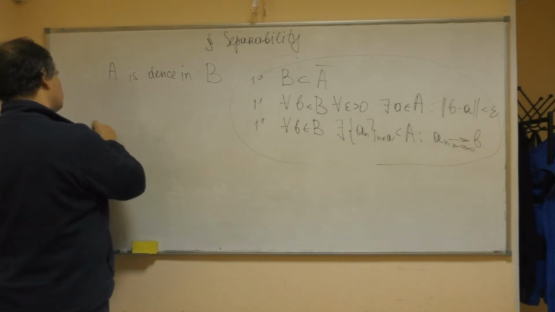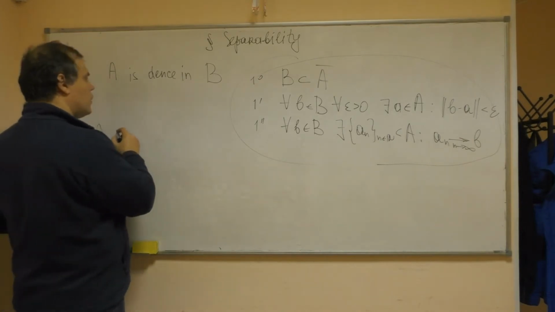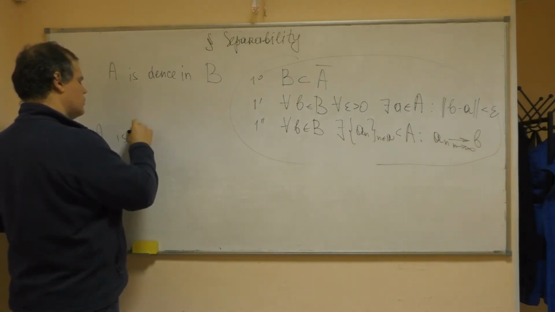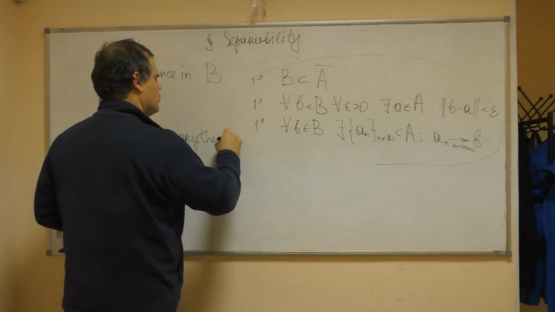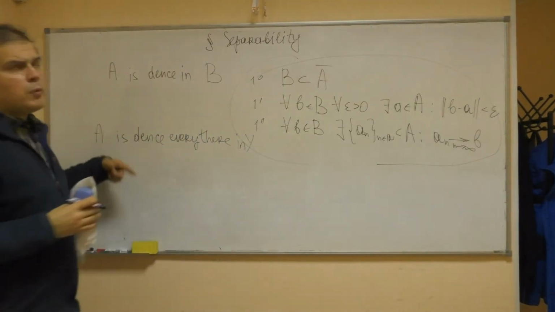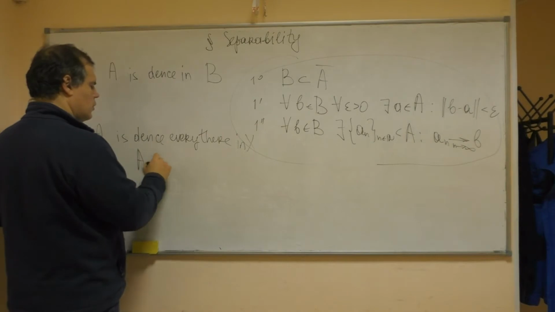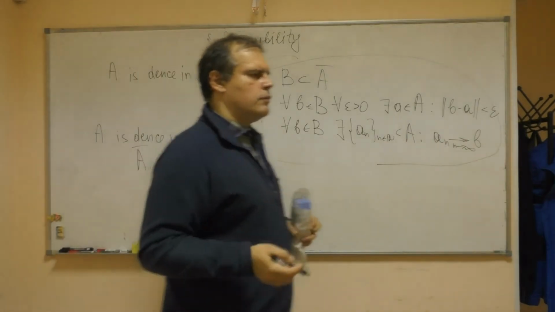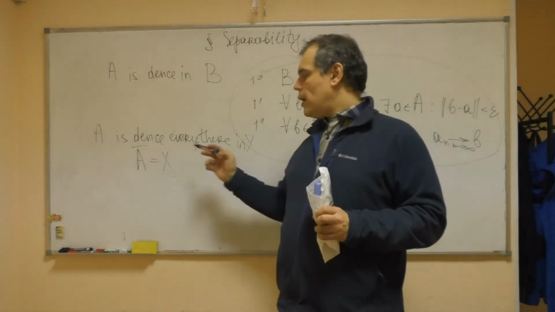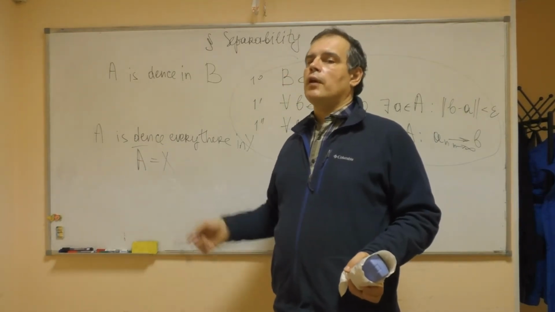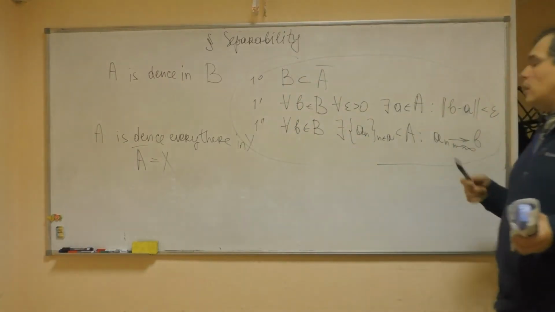And one more. We say A is dense everywhere in X, or everywhere dense in X, it doesn't matter, if the closure of A coincides with X. So each element of X can be approximated with an element of A with every accuracy.